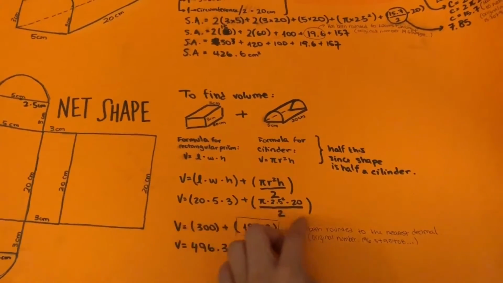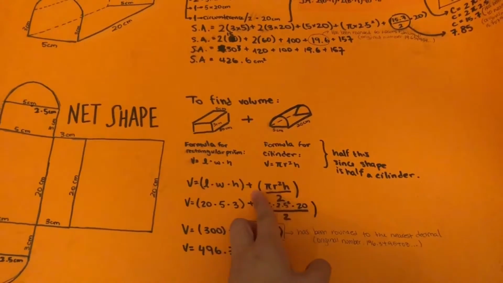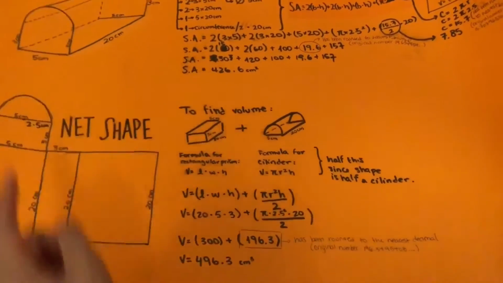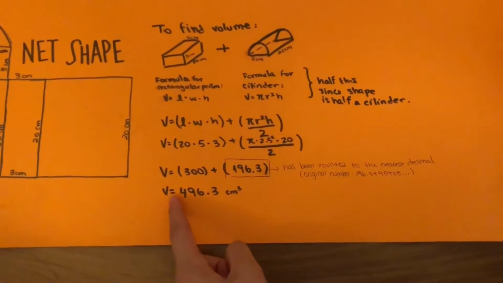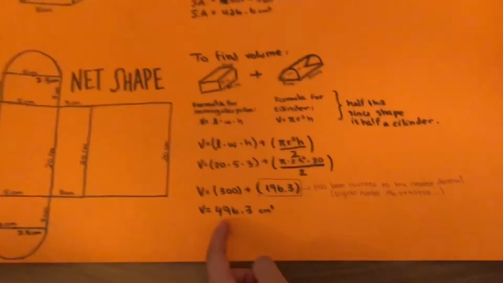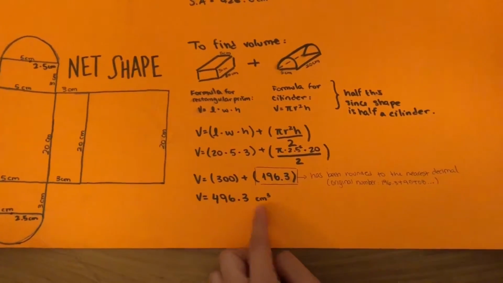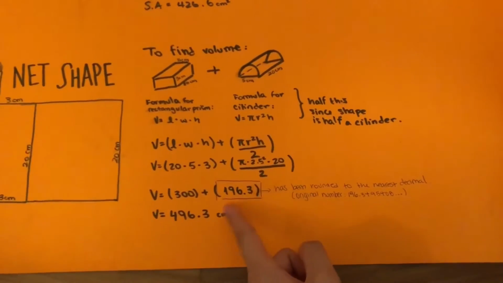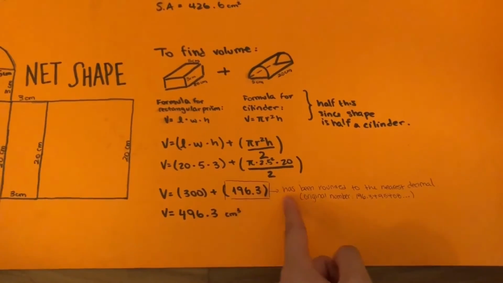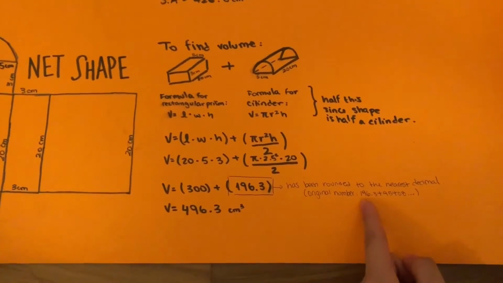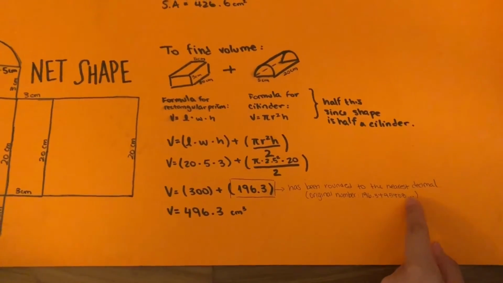So after filling in all the values for the 2 formulas that were added together to get the complete volume of this shape, I arrived at the conclusion that the volume of the shape is 496.3 centimeters cubed. And here also note again that it has been rounded to the nearest decimal because the original number was as well very complex.